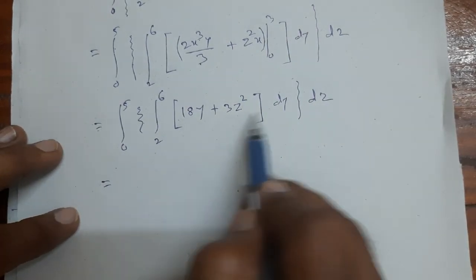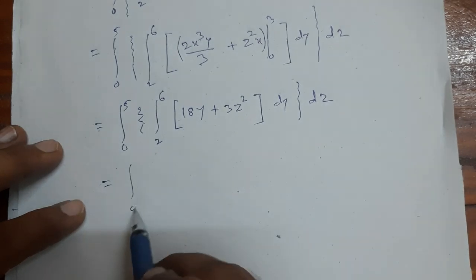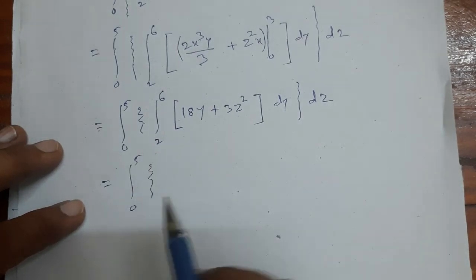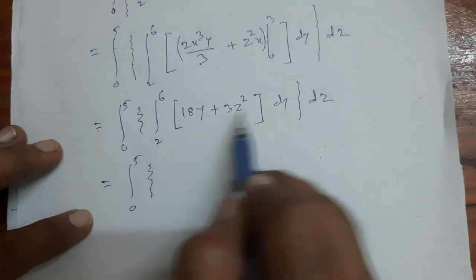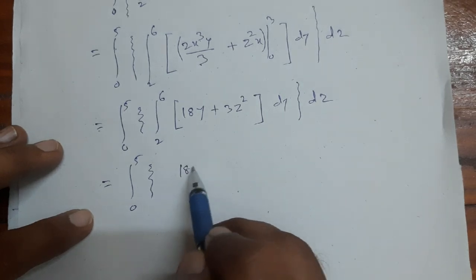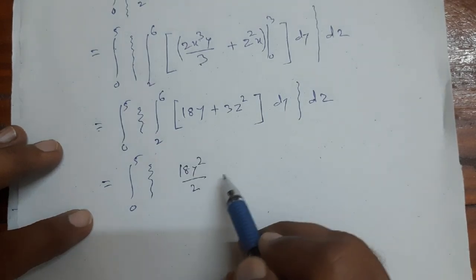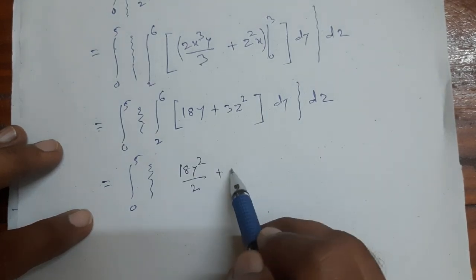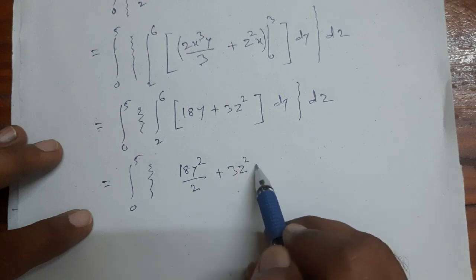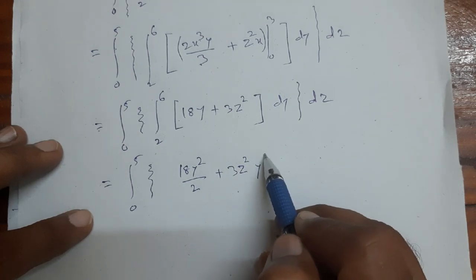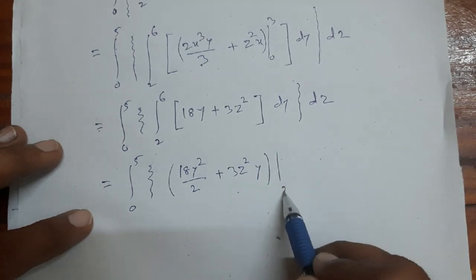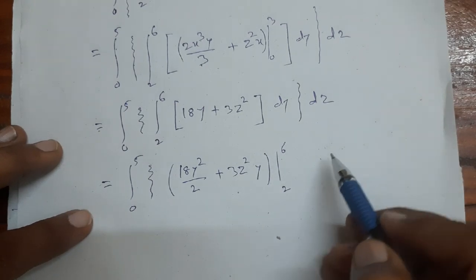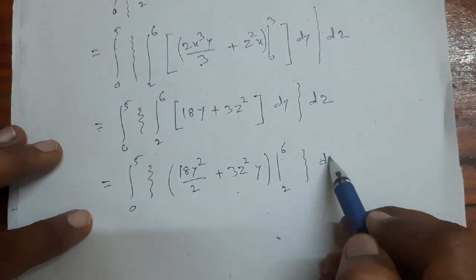Okay, now what I will have to do? I will have to integrate this term over y, keeping rest of the terms as it is. Integration 0 to 5, opening bracket. I will have to integrate this over y. Therefore, it is 18y square divided by 2 plus 3z square y, and that is from 2 to 6, correct? That is from 2 to 6, and then I will have to integrate over z.